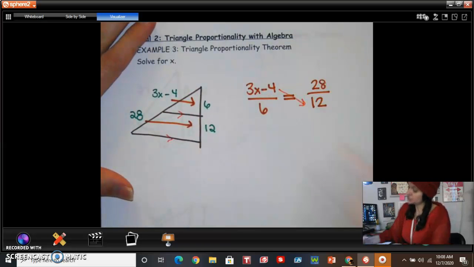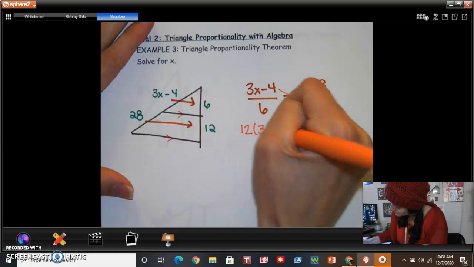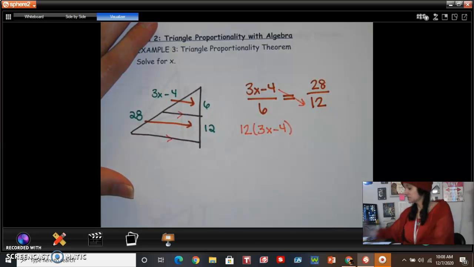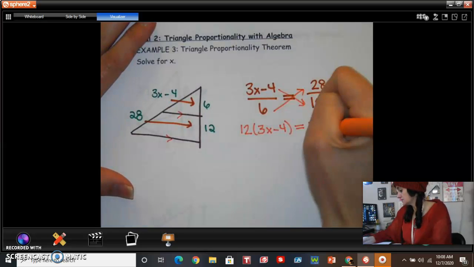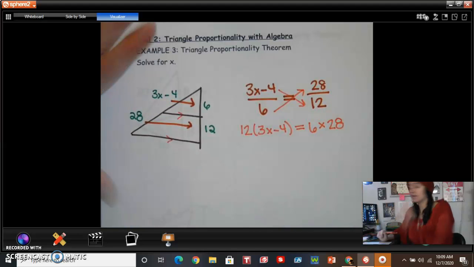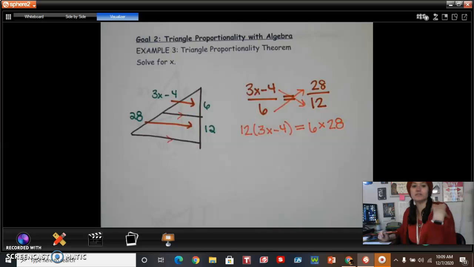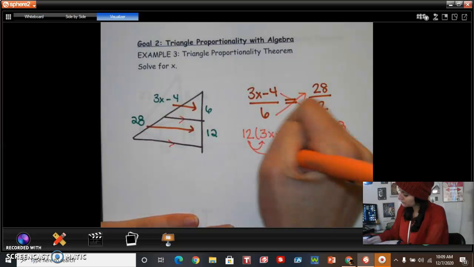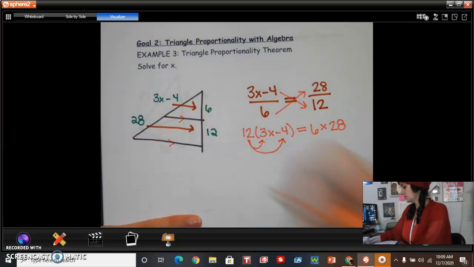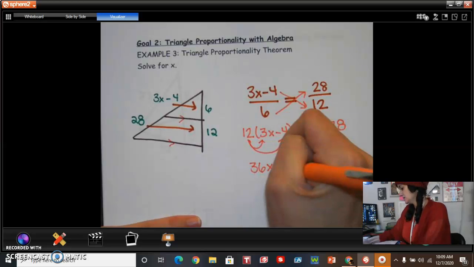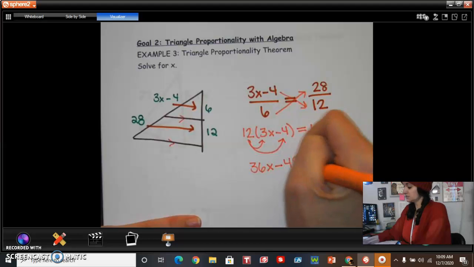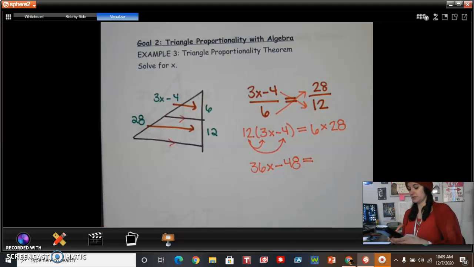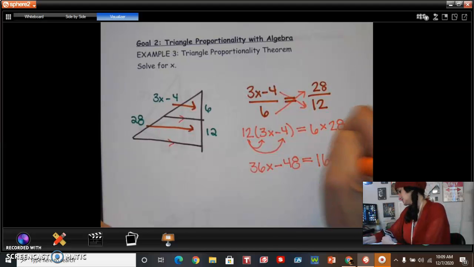So using cross multiplication, we have 12 times 3x minus 4. Make sure you put that in parentheses. Equals 6 times 28. Now, this one's not as easy as the other ones when it comes to how quickly you can solve it. So the first thing we need to do is use our distributive property. So we're going to distribute this 12. So 3 times 12 is 36x minus 48 equals, I want to check my math on that. All right, and then 6 times 28 is 168.